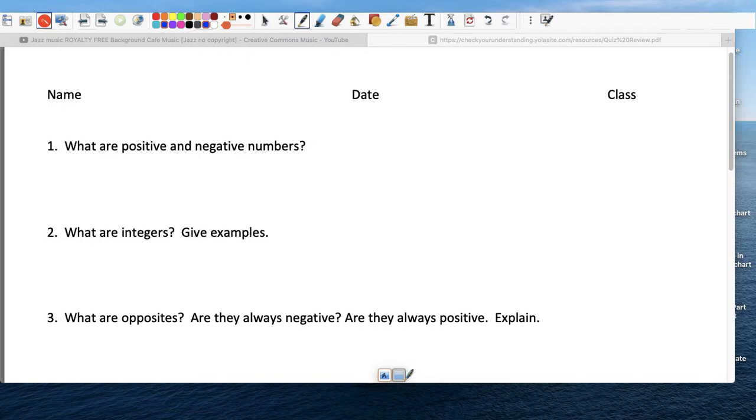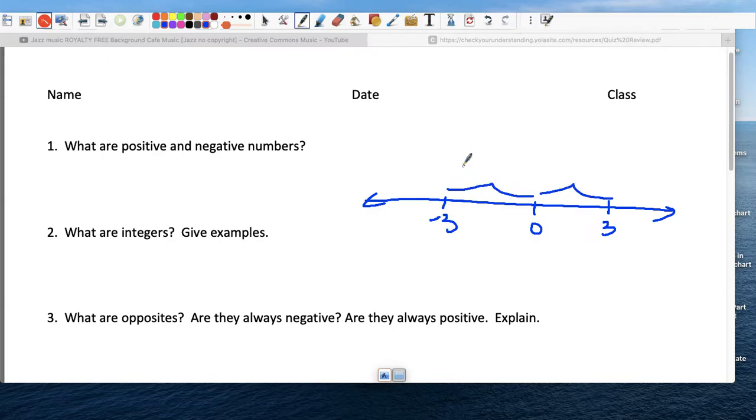What are opposites? Are they always negatives? Are they always positive? I forgot the question mark, and explain. So let's define opposites first. Use a number line again. Here's a number line, and let's say somebody asks you for the opposite of +3. Well, the opposite of +3 is -3. Why? Because their distances from 0 are the same. Same distance.